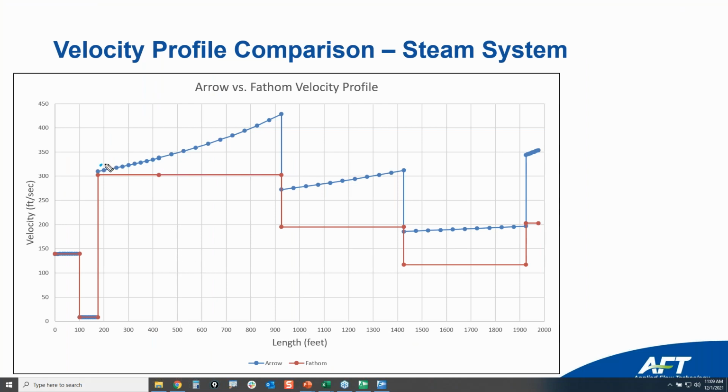And so we've got a very significant increase in velocity in some of these areas, and that's not being dealt with in Fathom. So this is another reason why it's important to use AFT Aero to know what the velocity actually is. Here we're at about 425 versus 300. That could be a big difference. That's important. All right. So those are the result comparisons.